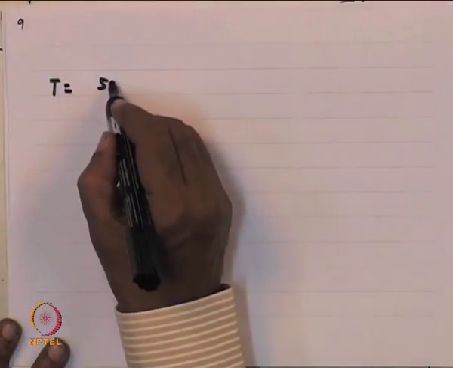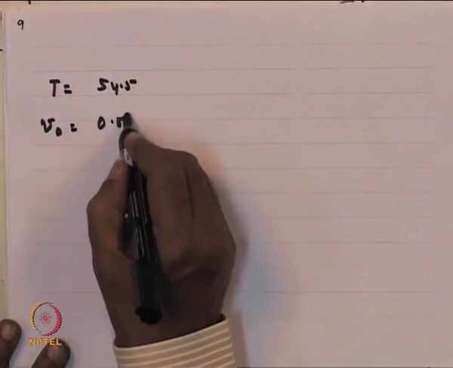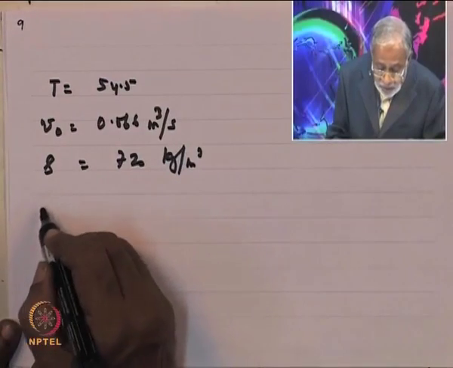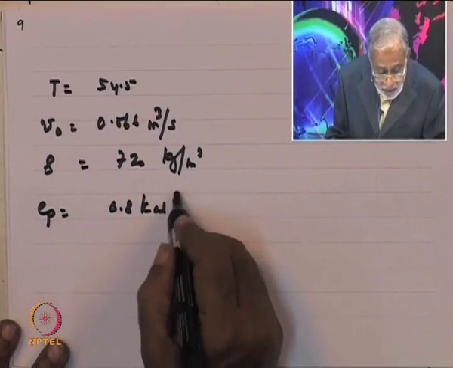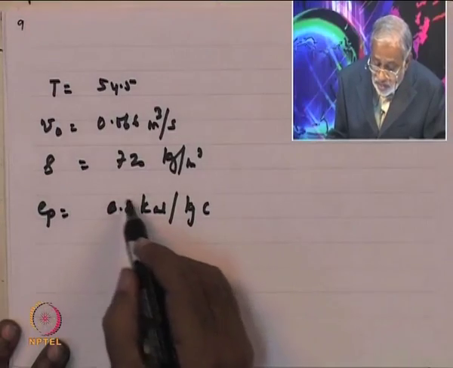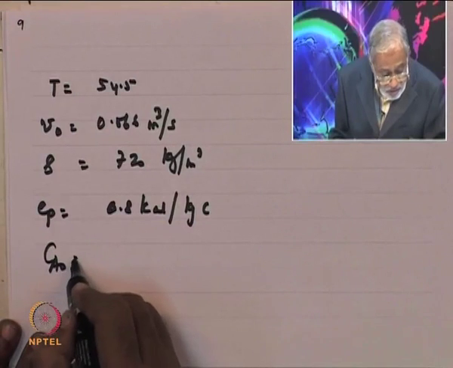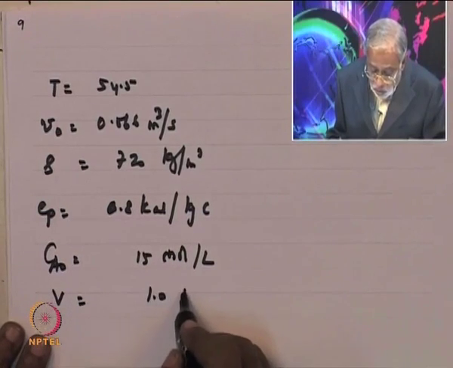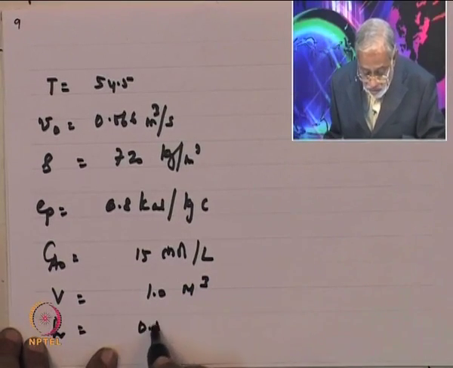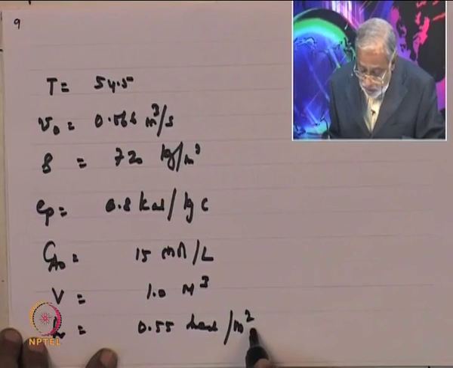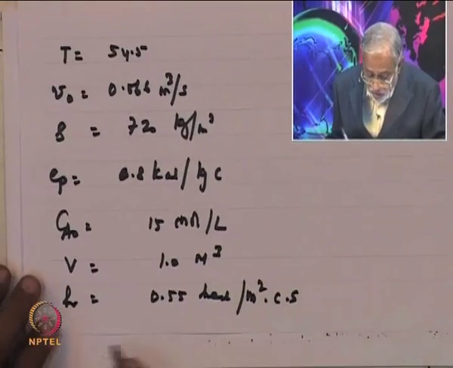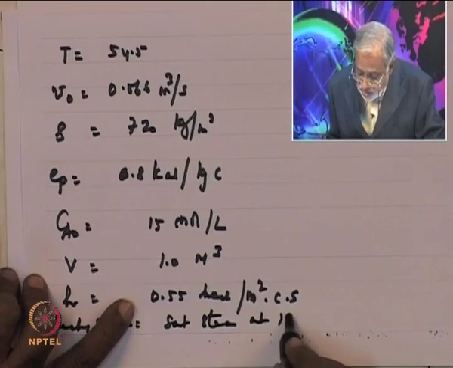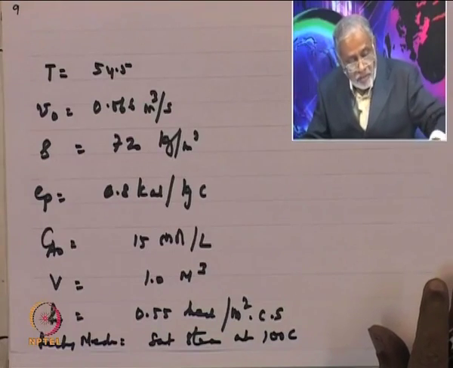So, we have temperature which is given as 54.5. Volumetric flow which is given as 0.66 cubic meters per second, density of reaction mixture is given as some kg per cubic meter. Heat capacity Cp is given as 0.8 kilocal per kg degree C. So, density is given and therefore, volumetric specific heat can be found out. Feed concentration is given as 15 mole per liter. Reactor volume is given as 1 cubic meter. Heat transfer coefficient is given as 0.55 kilocal per square meter degree C second. And heating medium is saturated steam at 100 C. This is some data, a lot more data is given regarding the reaction also.